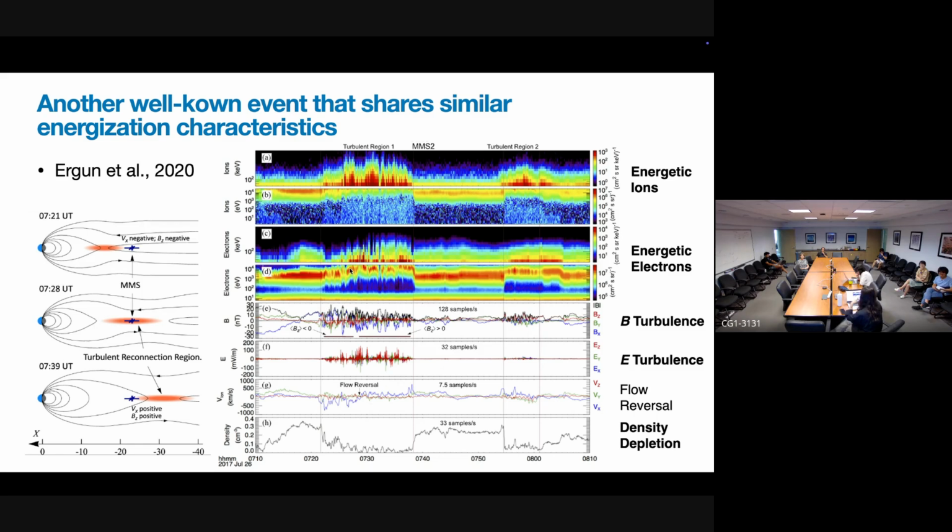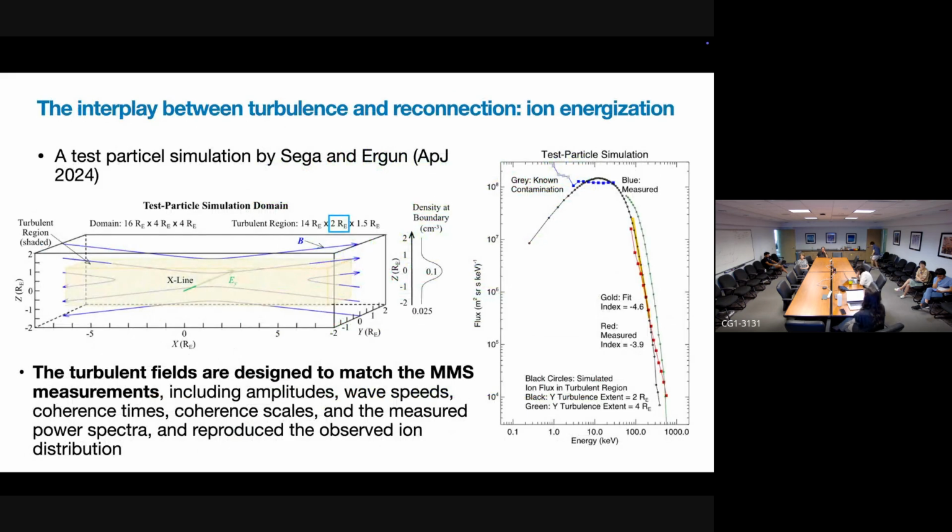But this gives us an idea of what the background and the environments look like. So we're going to use this event to do the initializing. And here is our simulation box. What's impressive about this simulation is that it is a test particle simulation, but it is three-dimensional and it has open boundaries, which is really important to study energization processes.